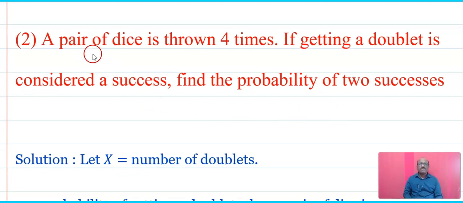Next is a fair dice is thrown 4 times. If getting a doublet is considered a success. Doublet means what? If you throw the dice and if you are getting 1 1, 2 2, 3 3, this is called the doublet. Find the probability of the 2 success.